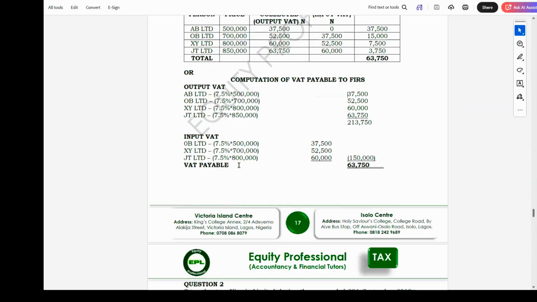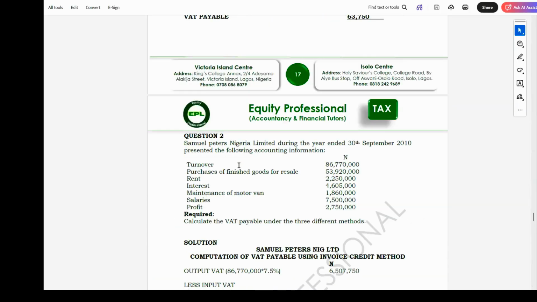Then we also have the second question, which is related to computation of value added tax in relation to the three methods. As I told you, we have three methods: the invoice credit method, the subtraction method and the addition method. But where you are not told to adopt any method, the method that we adopt here in Nigeria is the invoice credit method, which must be adopted, except where the examiner specifically states otherwise.